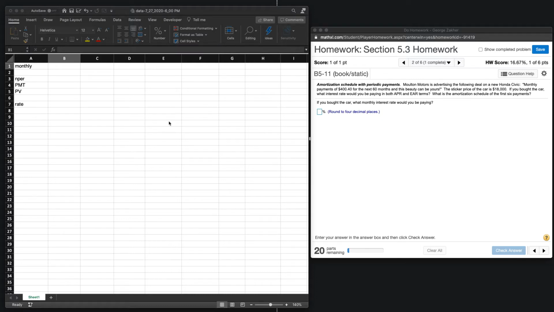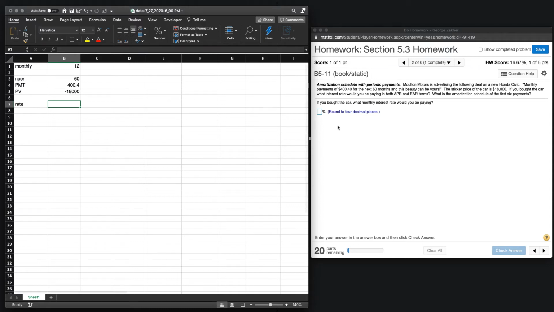All right, so let's take a look at what we know. We're making monthly payments, so that's going to be 12 payments per year. It's good to know the number of terms in the year. Now, in terms of our number of total payments, it's 60 payments. And our payment, they give you that as well. So the payment is $400.40. And our present value is $18,000. I just made that negative. You could make the payment negative, as long as one is negative, that's going to help us.